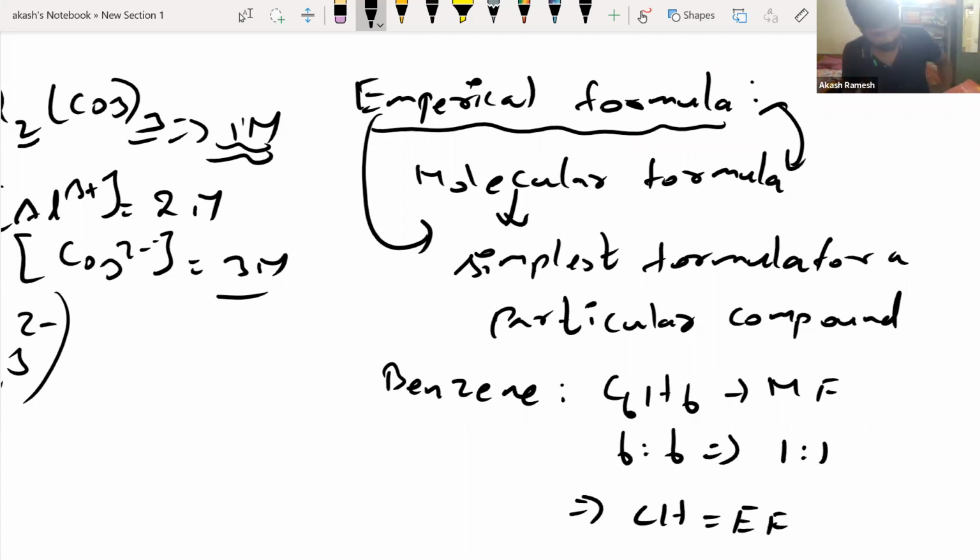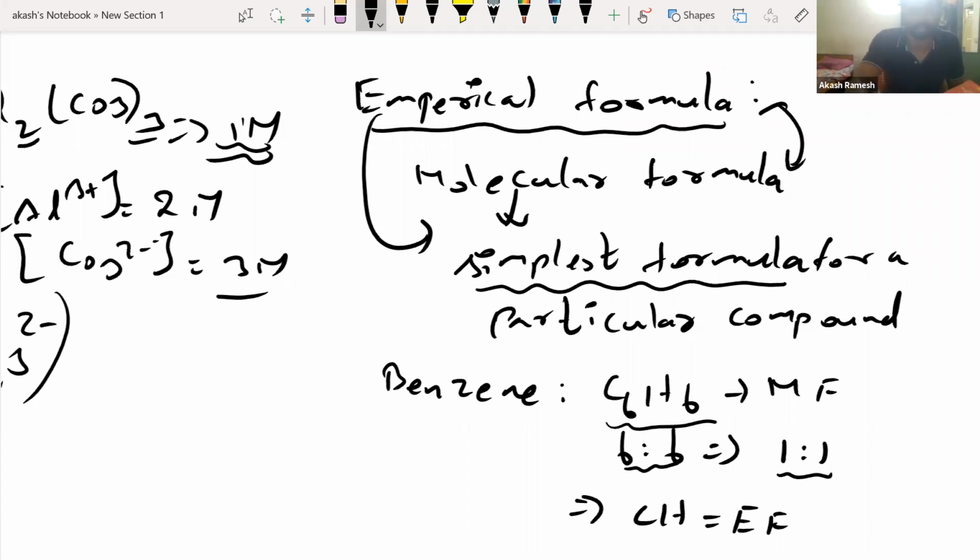Let's pause for a second, guys. Is it like taking the ratio and then simplifying it? Absolutely, that's what I told you. You should find the simplest formula. The ratio here is 6:6, which is not the simplest form. The simplest form is 1:1. So the molecular formula is C6H6, but the empirical formula should be the simplest formula, 1:1, which is CH. That will be the empirical formula for benzene.